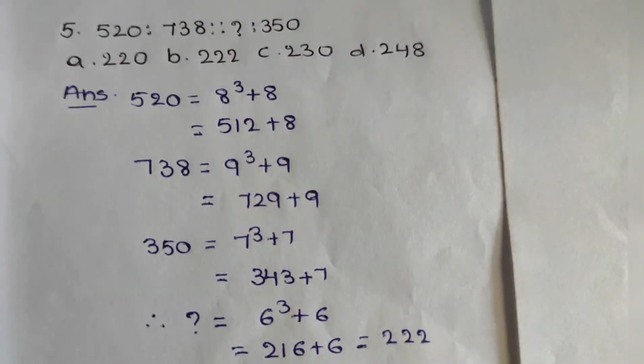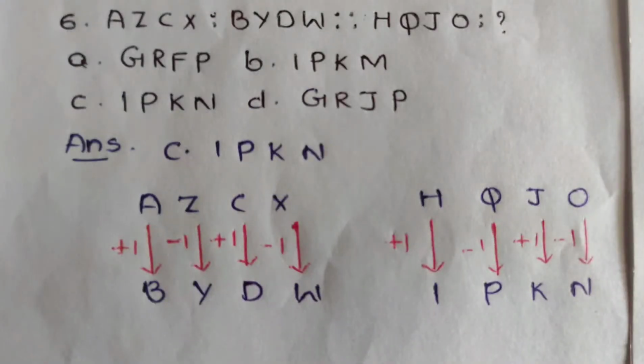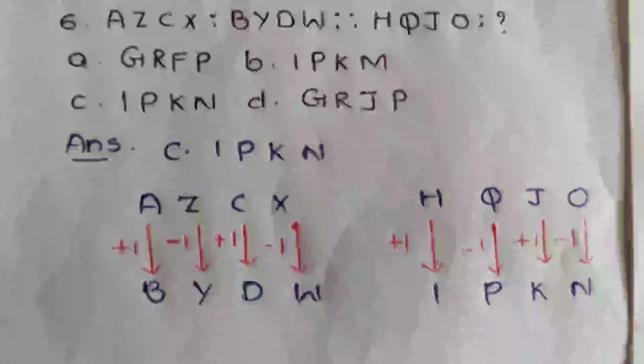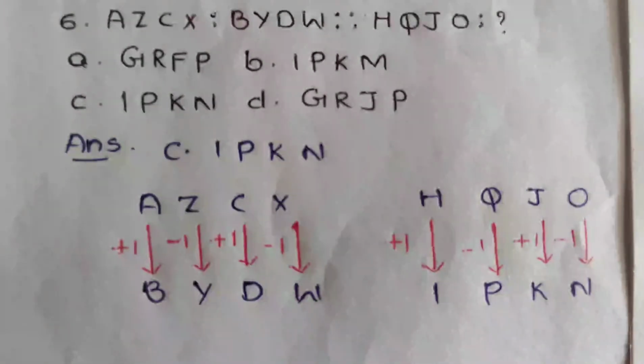And now the sixth question is AZCX is to BYDW. Similarly, HQJO is to question mark. So the options are GRFP, IPKM, IPKN, GRJP.